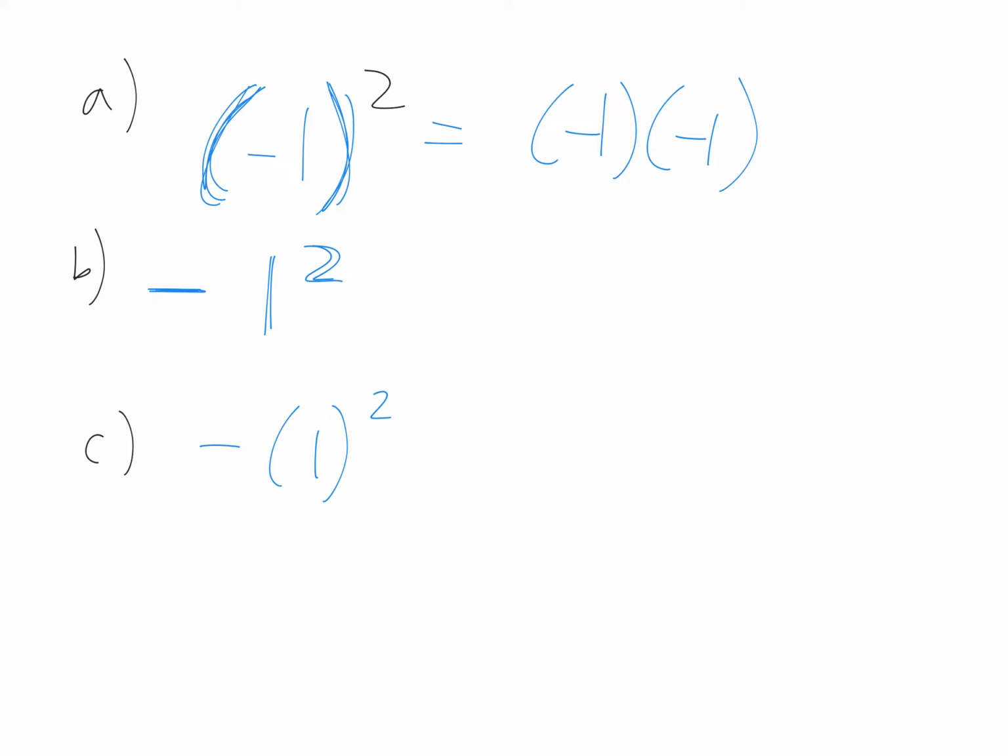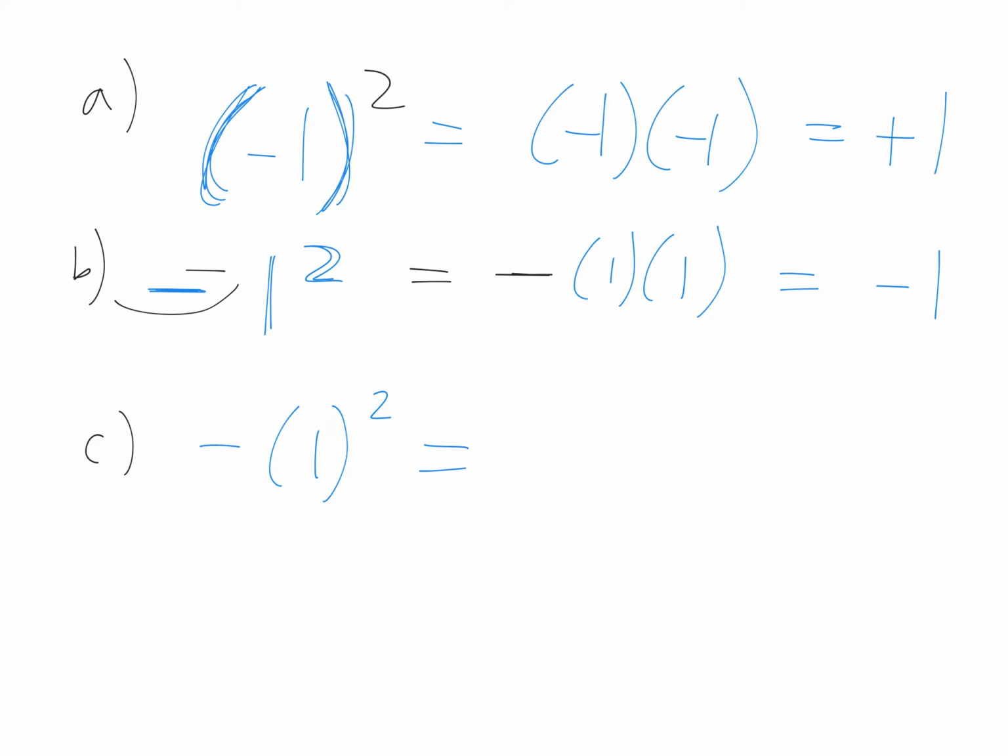In B, what is the base? Negative 1 or positive 1? Positive 1. This negative is in front of the power. That tells you that the power is negative. So it's actually negative, and then we write the power. 1 times 1. It's not a negative 1 as the base. It's just 1 to the power of 2. Your answer will be negative 1. Your answer here will be positive 1. Oh, yeah. There's a difference.